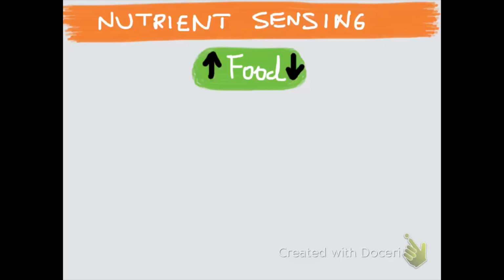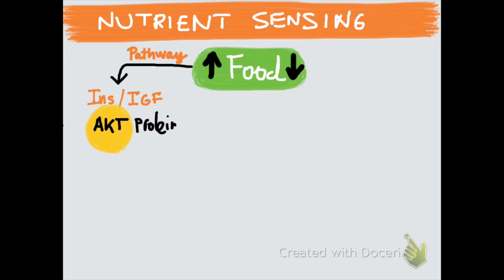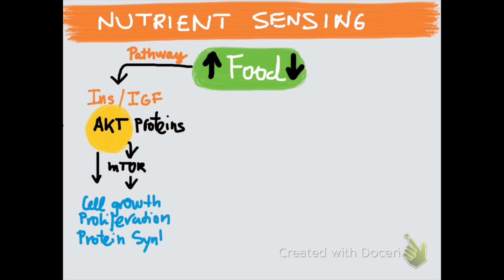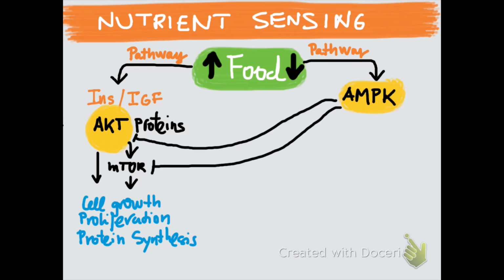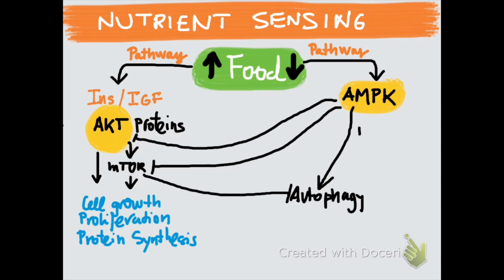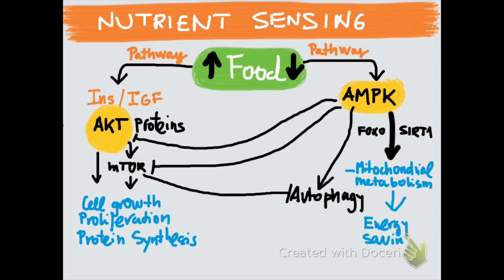The cell can detect the presence of nutrients, so the insulin pathway is activated when there is an excess of nutrients. AKT or mTOR proteins increase cell growth, proliferation, and protein synthesis. In contrast, a pathway called AMPK is activated when nutrients are deficient. This pathway, through phosphoproteins, blocks the insulin pathway and activates the autophagy process, which the insulin pathway inhibits. The activation of the AMPK pathway under low nutrient conditions produces an increase of mitochondrial metabolism, which produces energy with greater efficiency.